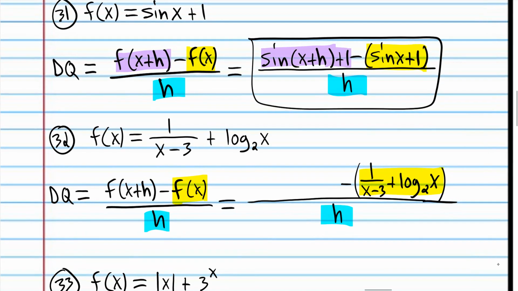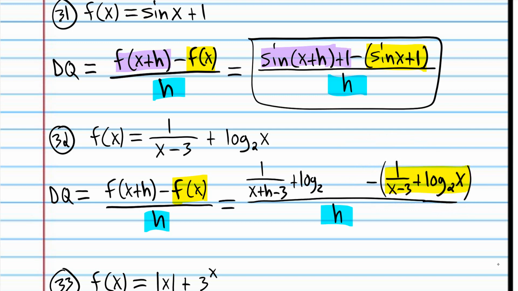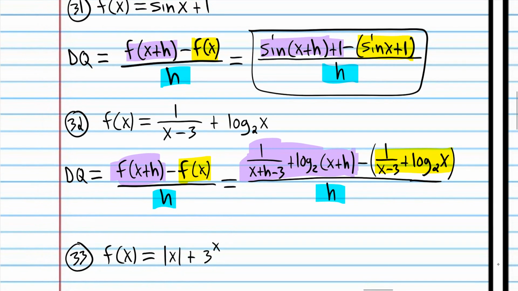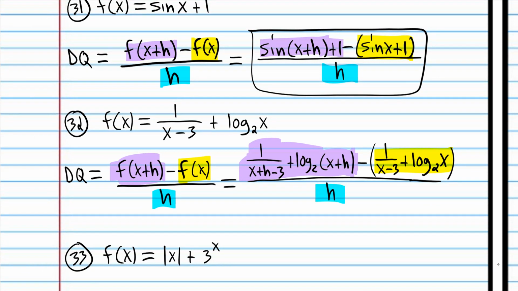Now comes the hard part. We have to find f of x plus h. So we have 1 over x plus h minus 3 plus log base 2 of x plus h. I move this over a little bit. So again, the reason that I'm using these colors is to show you where each expression came from. Very important for you to understand this function notation, and you're going to become more and more fluent with the function notation as you move up and up in the math curriculum.